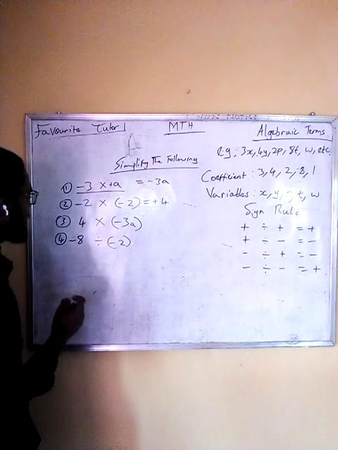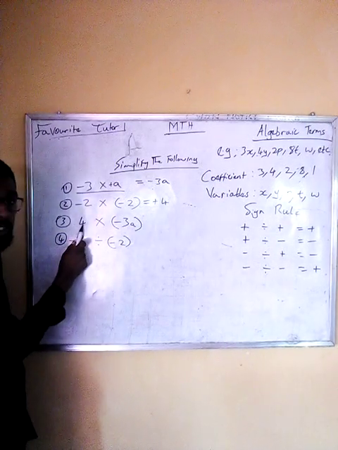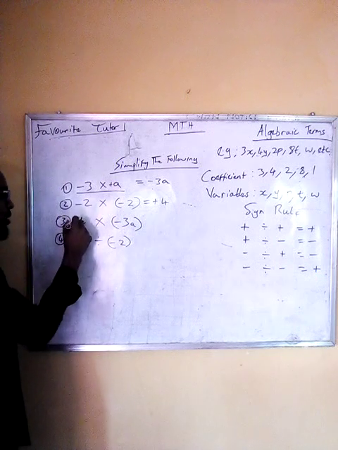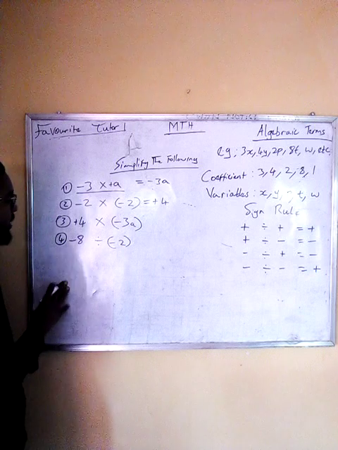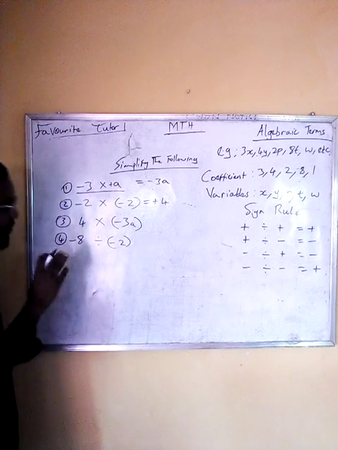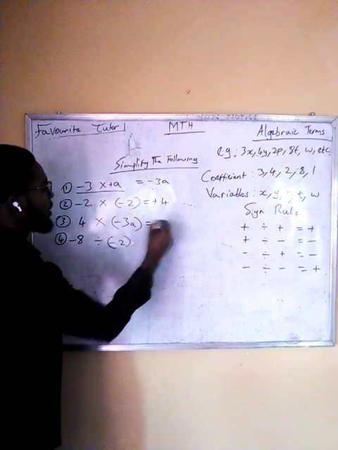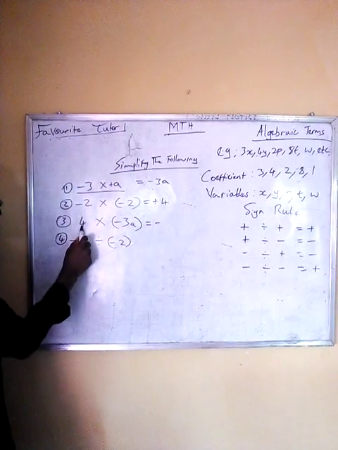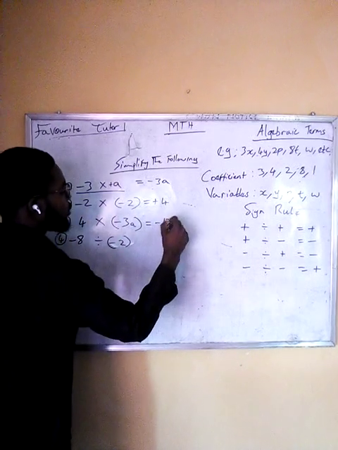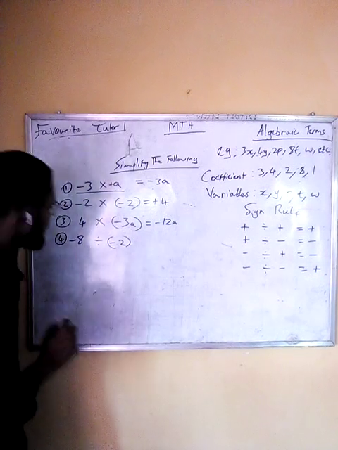Okay, let's go further. For 4, remember there's no sign attached to 4. It means that 4 is what? Positive. There's a plus sign here. You should know that. For a number standing on its own, it means that that number or variable is what? Positive. So therefore, positive times negative is what? Negative. 4 times 3a is what? 12a. All right, let's go.